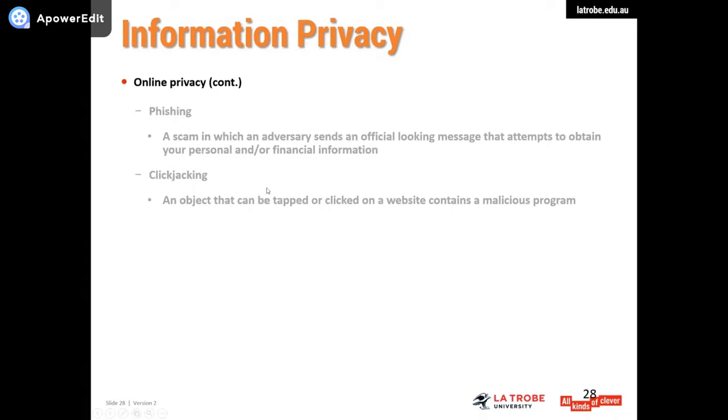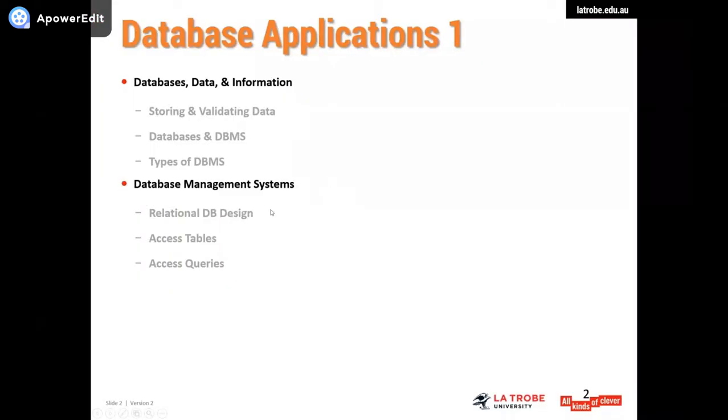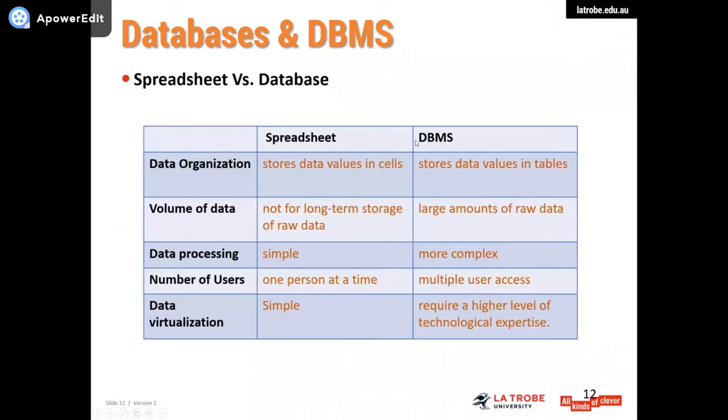From week 10, we spent 2 weeks explaining how to use a database. Here, I won't go through the slides page by page. I will directly jump to the important parts. This is an important part. You need to be able to give the definition of the database and list several functionalities of the database. And this table is also very important. You need to be able to tell the difference between the spreadsheet and database from different angles.